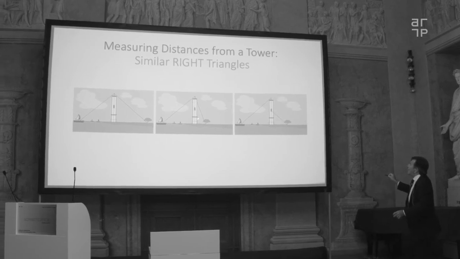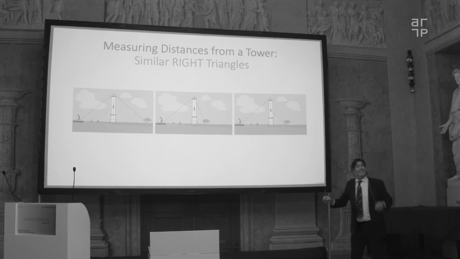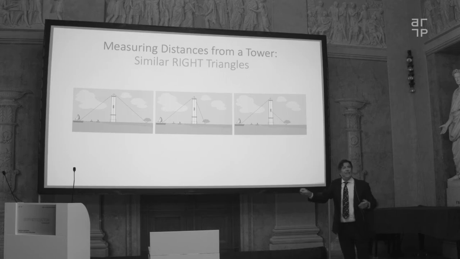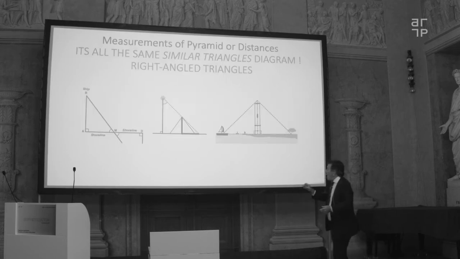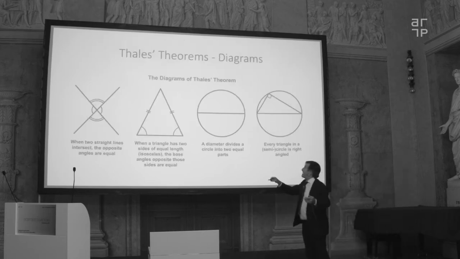Whether it was unequal or not, in every case, it relies on similar right triangles. This guy is focused on similar right triangles. And so when I put the examples together of the measurement of the distance of a ship at sea from the shoreline, the measurement from a raised tower, and the measurement of the pyramids, I realized it was all the same diagram, all similar right triangles. Because similar right triangles is the key to understanding the Pythagorean theorem.